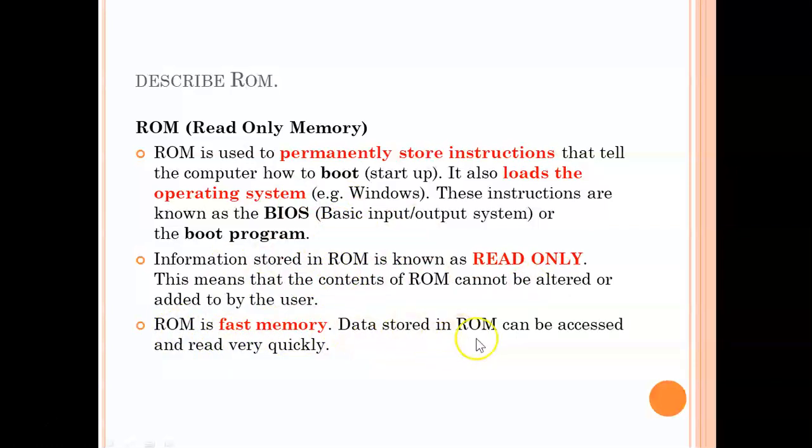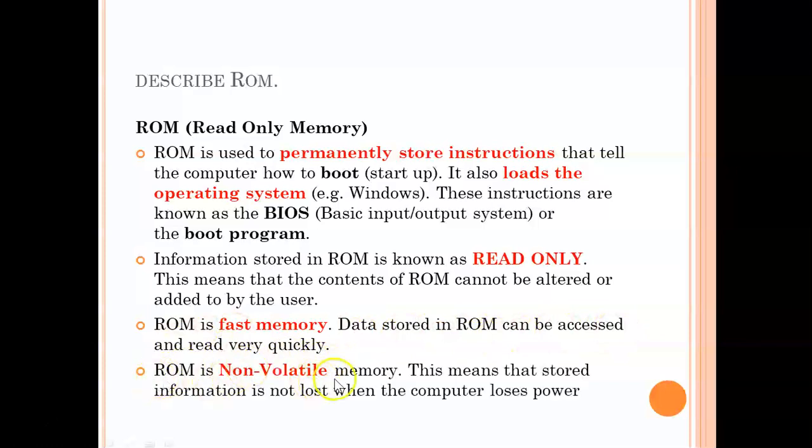ROM is fast memory. Data stored in ROM can be accessed and read very quickly. And ROM is non-volatile, the opposite of volatile, which is RAM. This means that the stored information is not lost when the computer loses its power. So when you turn your computer off, ROM is still stored in this memory chip or stick, so that when you start your computer up, that BIOS is still there to tell your computer how to start up.